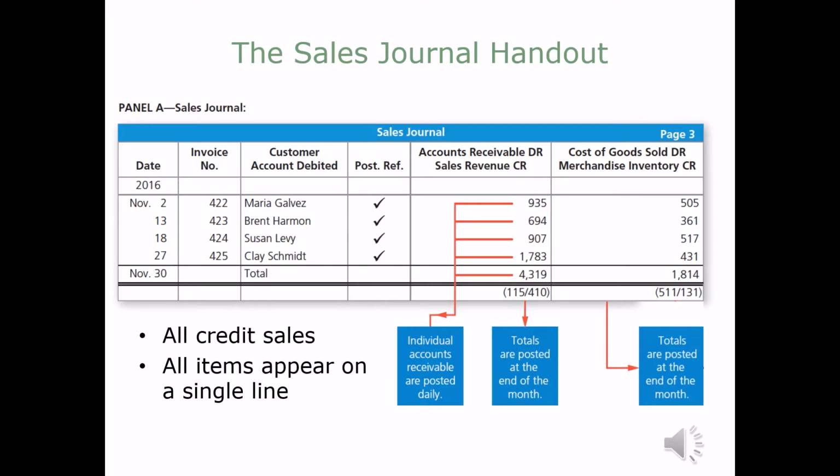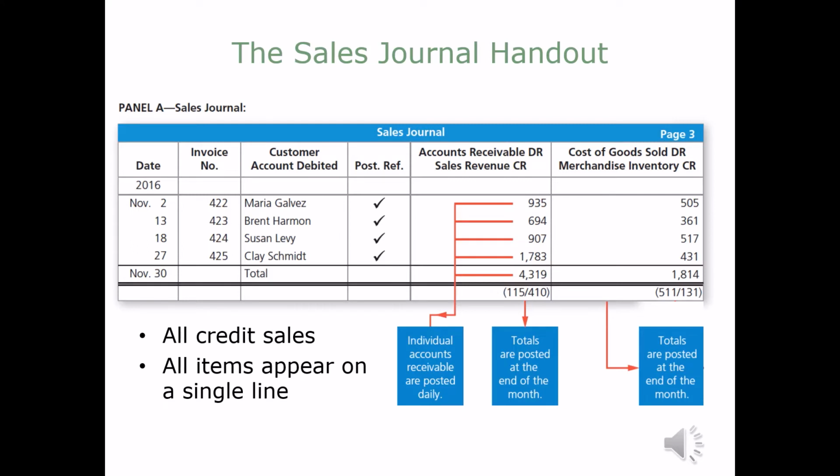Then over on the right-hand column, we post what would have been our second journal entry for this sale. And all we have to do is to write the cost in here of $505. That ultimately will be debited to cost of goods sold and credited to merchandise inventory.